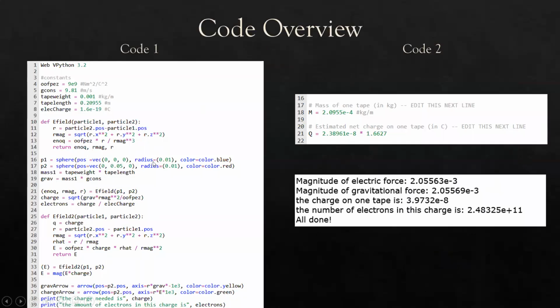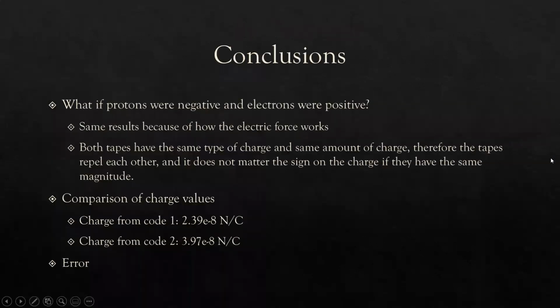Here's an overview of my code. The first one, I used the function for an electric field that we created in lab 0 and got my answer off of that. The second code, I just edited the lines where we were told to, and then manipulated the electric force found in the first model to match the magnitude of the gravitational force.